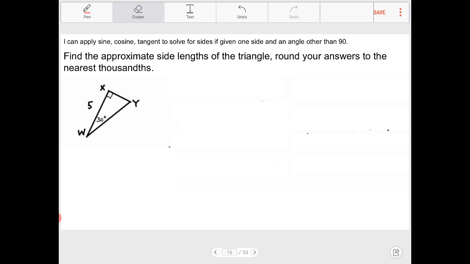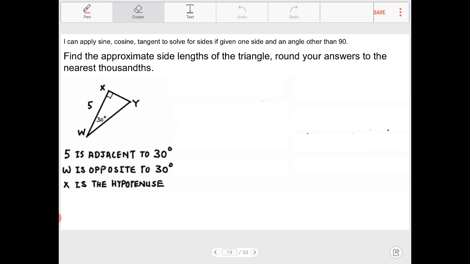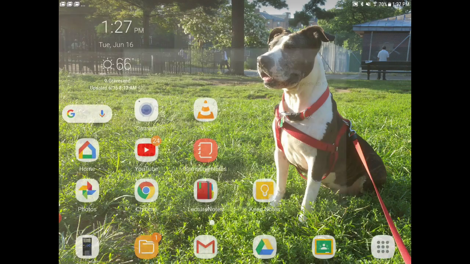Hopefully you had some time to think about this. If we were to set this up, I know 5 is adjacent to 30 degrees. I also know W is opposite of 30 degrees, and X is the hypotenuse. So therefore, I know cosine of 30 is equal to 5 over X. But if I were to enter cosine of 30 into the calculator, let's just jump right to the calculator real quickly.